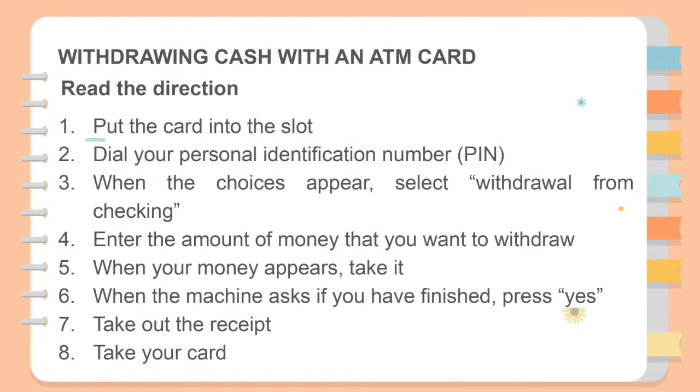And the second example is how to withdraw cash with an ATM card. Read the directions. Put the card into the slot, dial your personal identification number or PIN. When the choice appears, select withdrawal from checking and then enter the amount of money that you want to withdraw. When your money appears, take it. When the machine asks if you have finished, press yes. Take out the receipt and take your card.